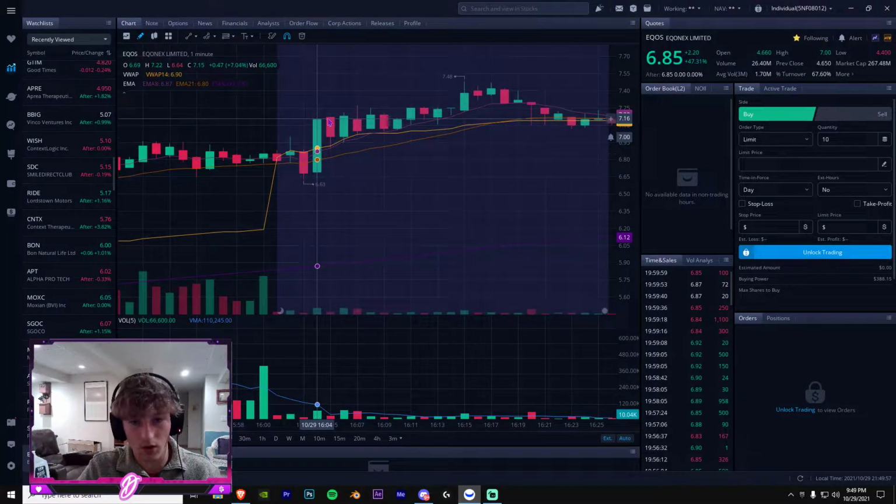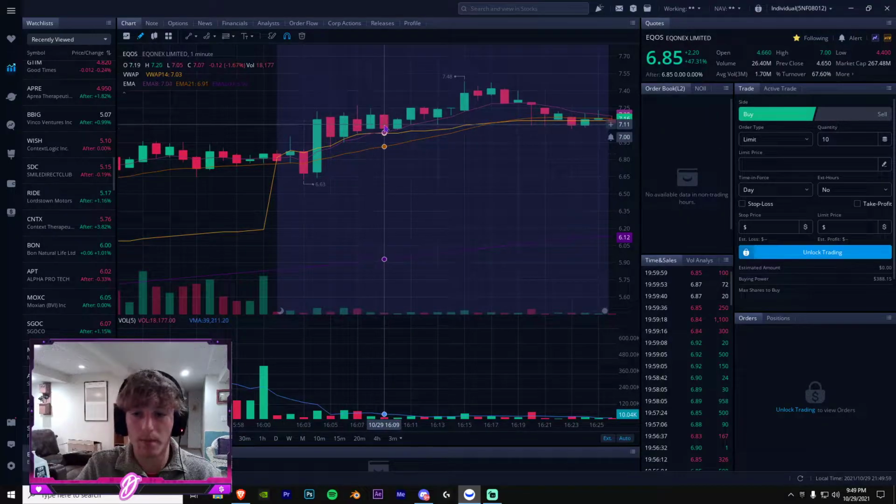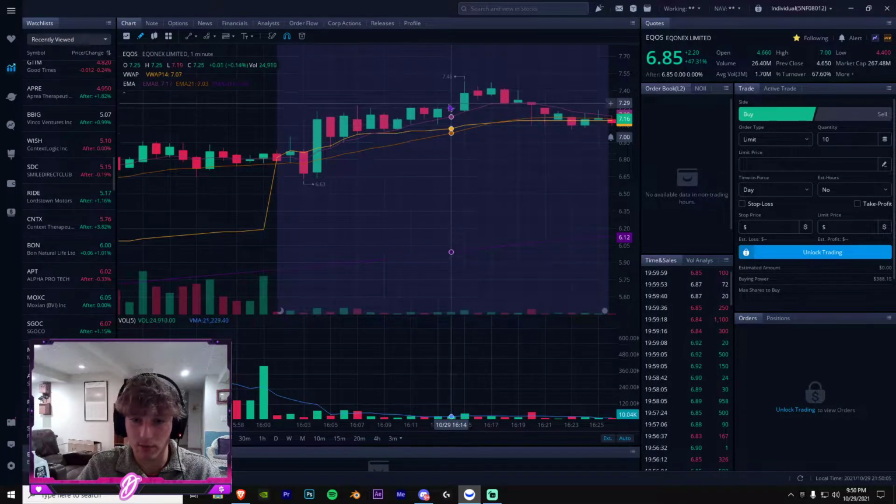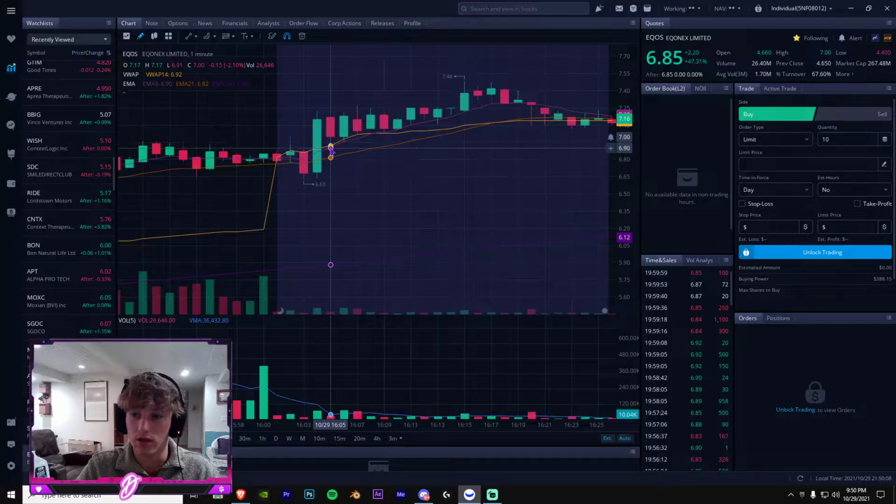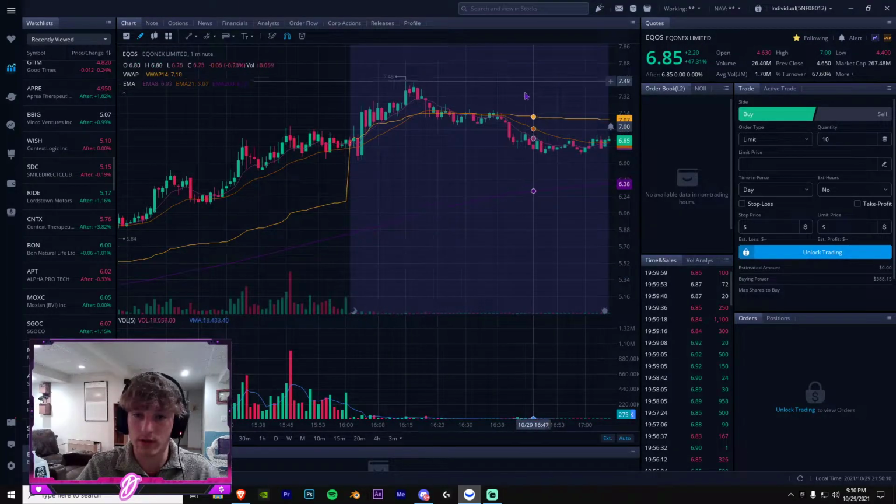So if the stock's gonna go up and you want to get filled at a certain price, like say you want to get filled at 710, if you put a limit at 710, you're probably gonna get filled because it's not really moving that fast and doesn't have a lot of momentum. So that's an example when I'd use a limit order, when it's not really moving up.